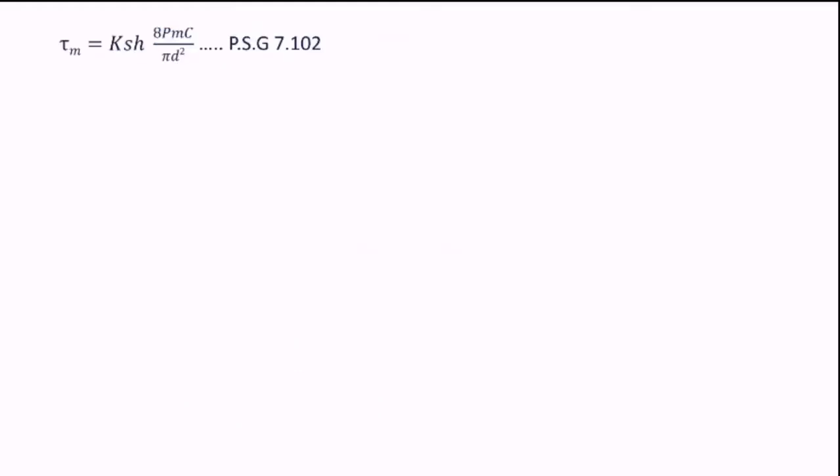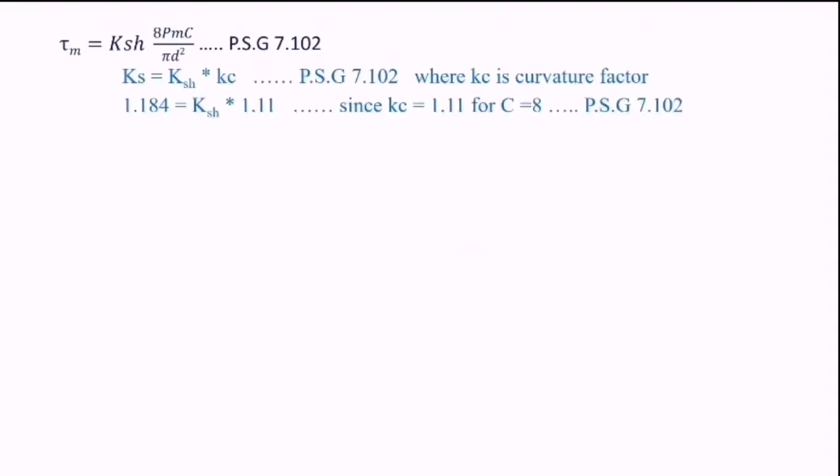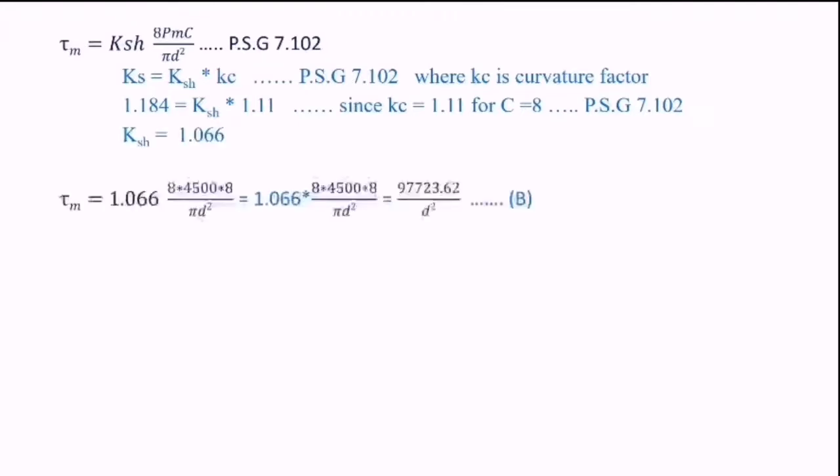Similarly, for tau m, we will require the value of Ksh. From the relation Ks is equal to Ksh into Kc, I know that the value of Ks is 1.184, and Ksh is Wahl's correction factor. For Kc, that is the curvature factor, we have to look in the table of curvature factor for C equal to 8. The value of Kc corresponding to C equal to 8 is 1.11 from the table. Substituting the values, I will get the value of Ksh as 1.066. Using the value of Ksh and Pm, I will get the value of tau m as 97723.62 divided by d square. Let this be equation B.